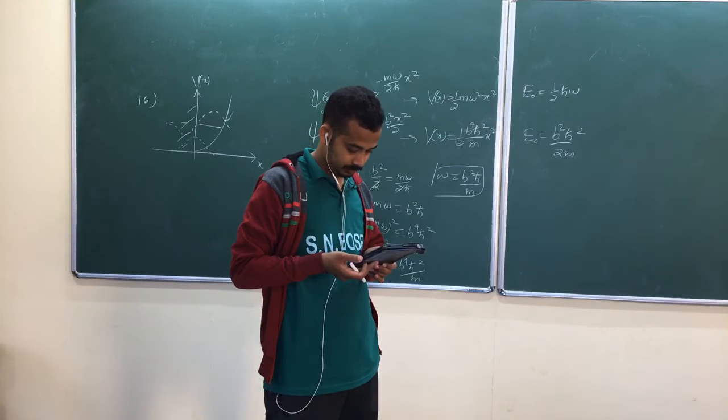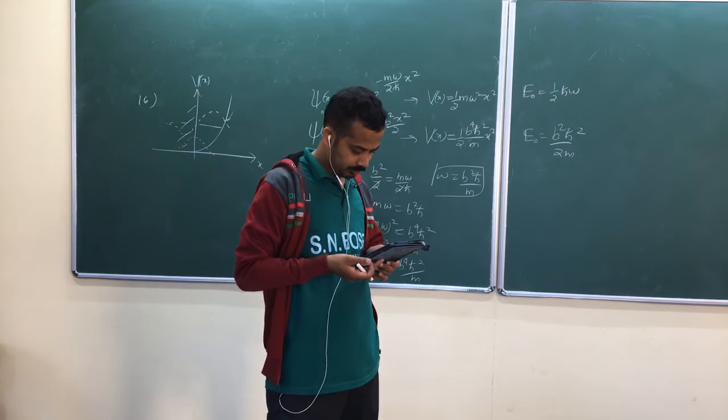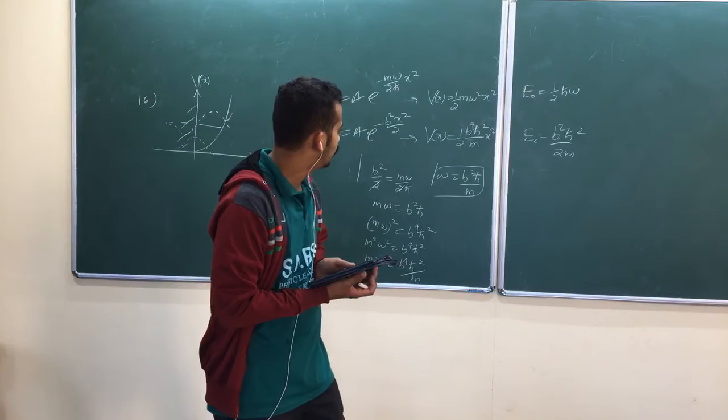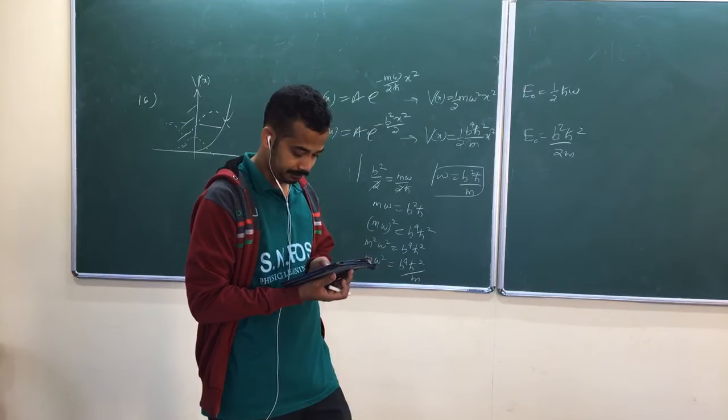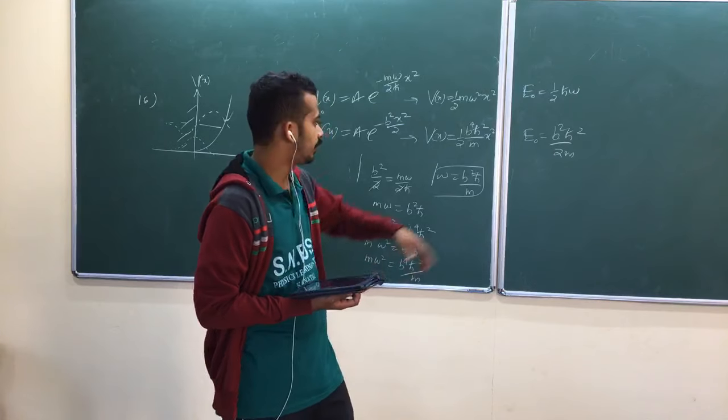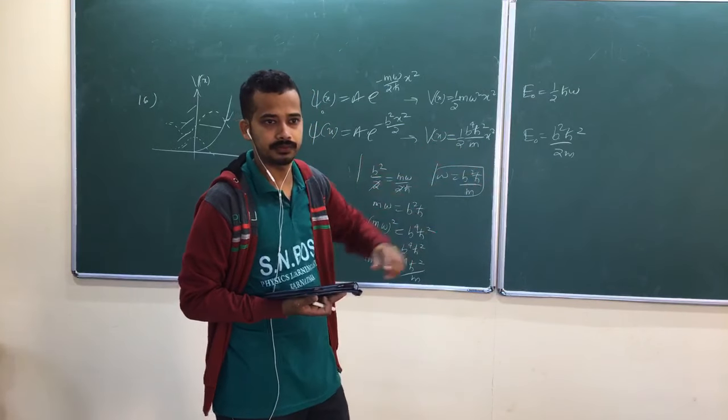Option h bar square b raised to 4. Yeah, option B. Option B. Energy is not there. This kind of energy is not there in the option.